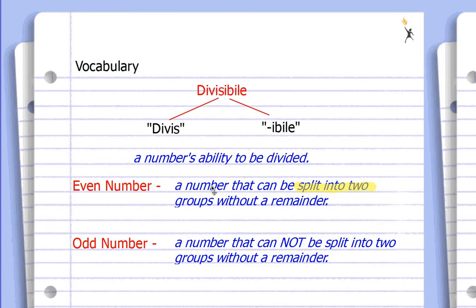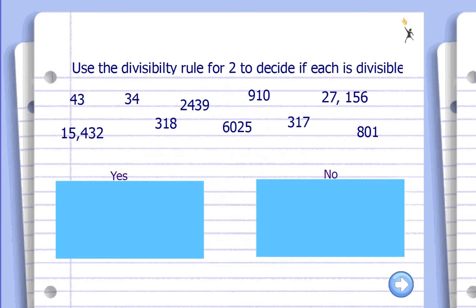Again, a reminder, even numbers are numbers that can be split into two groups without a remainder. Keywords here, split into two. And then an odd number is a number that cannot be split into two groups without that remainder. All right, so let's move on.